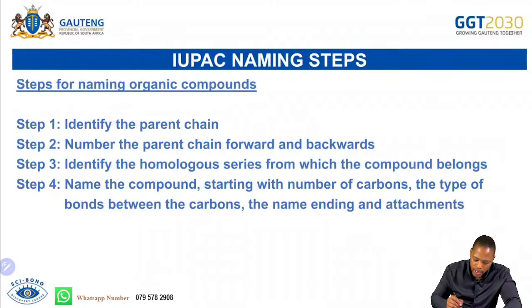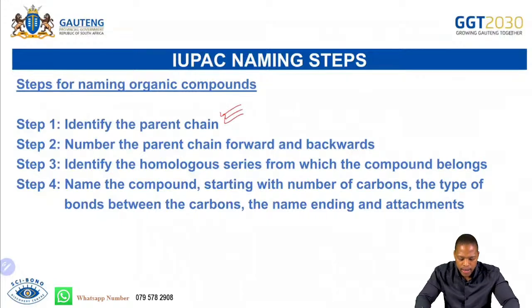Step number 1, grade 12. I want you to make sure that you are able to identify the parent chain. Always be able to identify the parent chain when naming. The first thing that you should do, let's identify the parent chain.